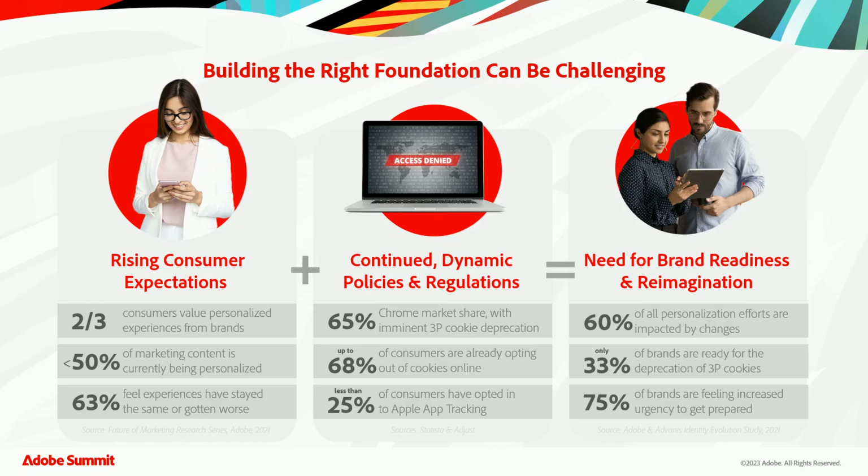We talked about the first number in that middle column, but I think the other two are really important to consider as well. Of the environments where third-party cookies still work, up to 68% of folks are already opting out of cookies. And for other environments, take Apple App Tracking, for instance, less than 25% have opted in. All of this means that there's a lot to reimagine that's probably necessary around first-party data strategies.